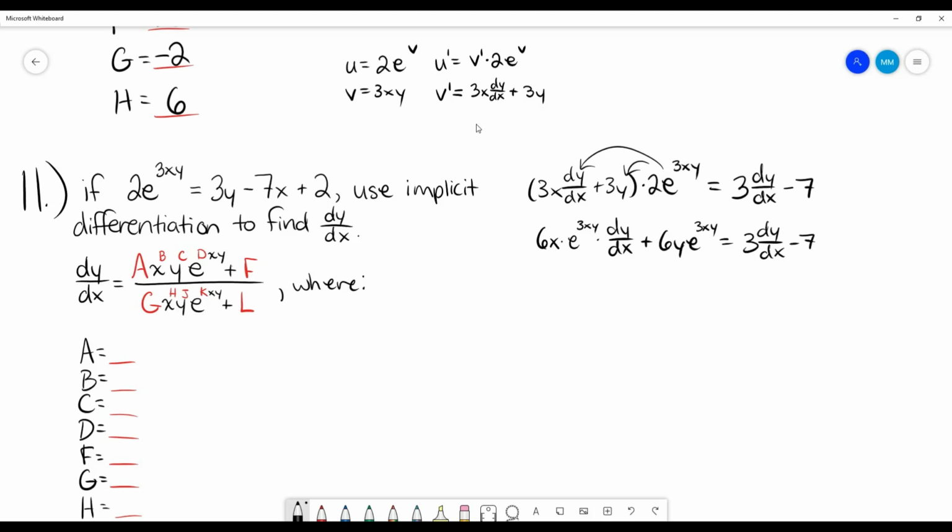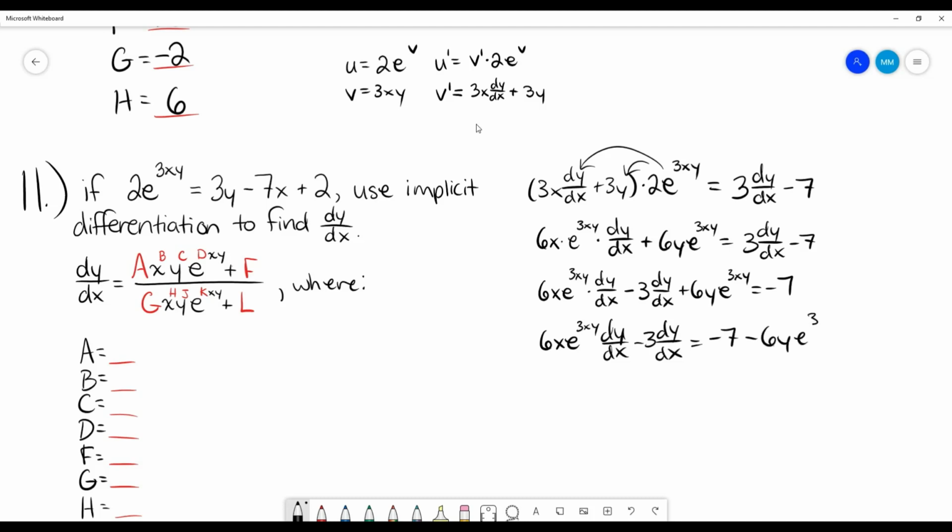And again, we're trying to get dy dx all by itself, but the first thing we have to do before that is to get all of our dy dx terms on the same side, and everything that isn't those terms off it. So I'm going to go ahead and move this over by subtracting it. So I'm going to get 6x times e to the 3xy times dy dx, minus 3 dy dx, and we still got that right there, so plus 6y e to the 3xy equals negative 7. This doesn't have a dy dx term, so I'm going to move it over to our other side. So 6x e to the 3xy dy dx minus 3 dy dx equals negative 7 minus 6y times e to the 3xy.